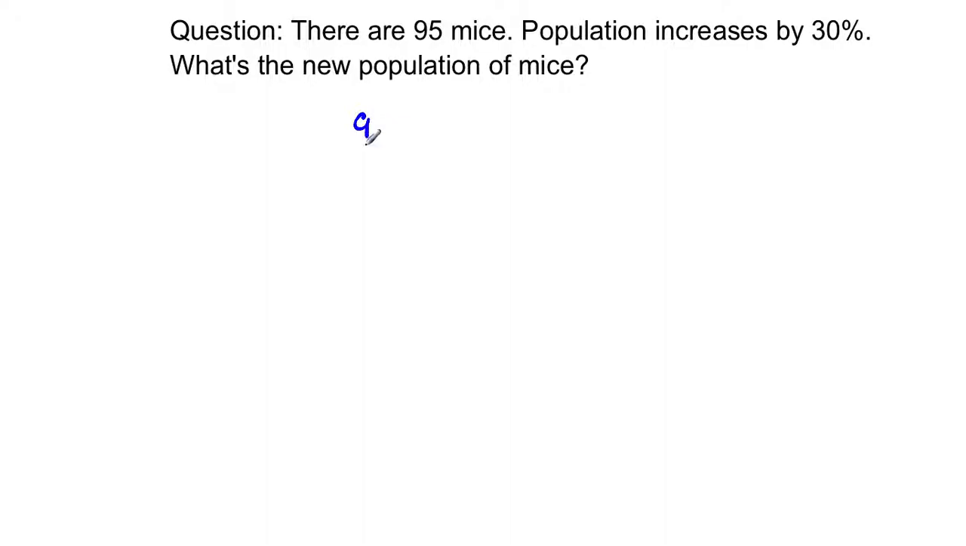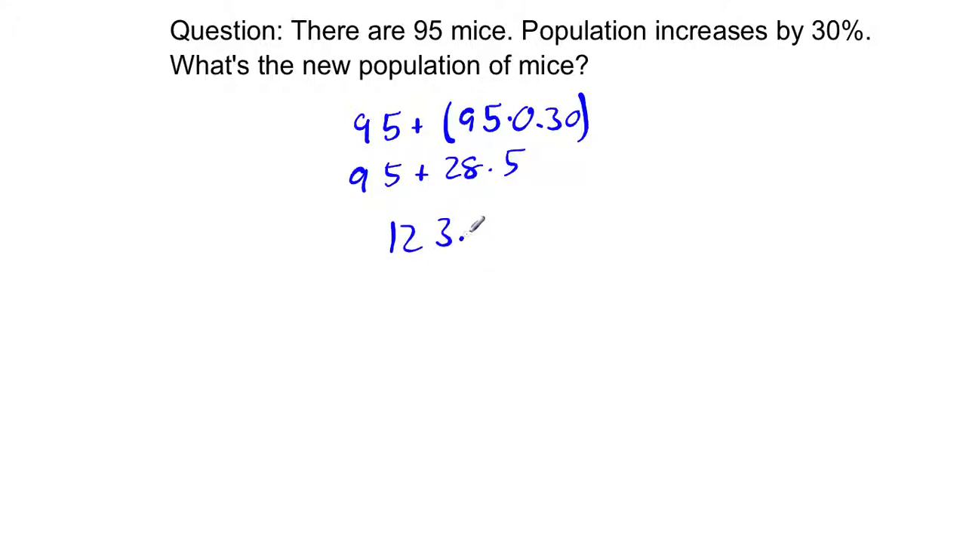Well, we start off with 95 and then we're going to add 30% of 95. To get 30%, we just multiply the value by 0.3. So 95 times 0.3 is going to be 28.5. So if we add these together, we're going to get 123.5. Now how can we have a 0.5? Well, we're always going to round up. So even if we had a 0.1, we're going to round because we're not going to have half of a mouse running around. So we're going to say this is 124 mice.